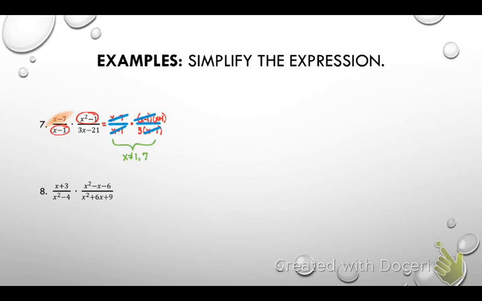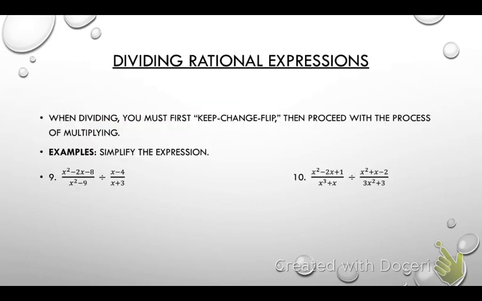All I'm going to do from there is just write what I have left. So, top side, I have x plus 1. Bottom side, I have 3. X cannot be a positive 1 and a positive 7. Now, the only thing with division is whenever you divide, you're just going to go keep, change, flip. Okay, then proceed with the process of multiplying. The only thing that you want to do first is you want to check to see what x cannot be before you do keep, change, flip.